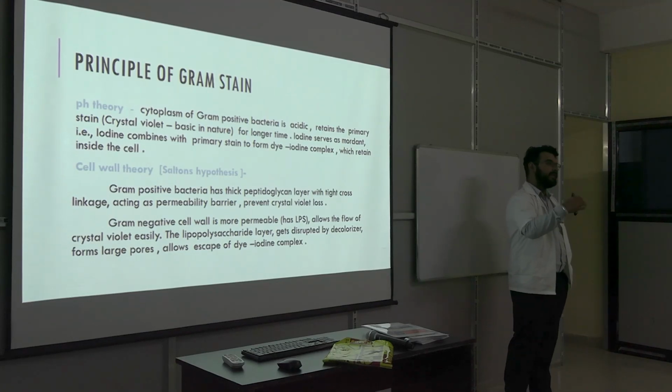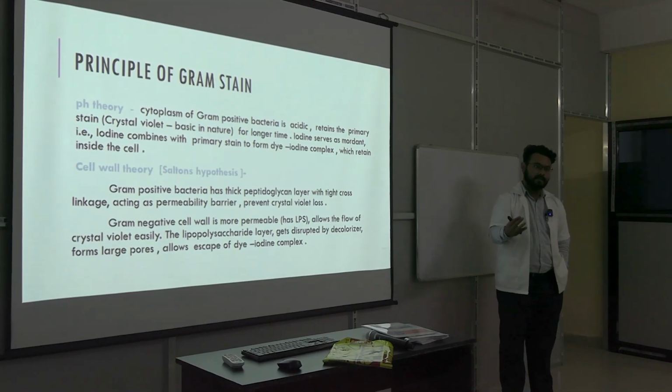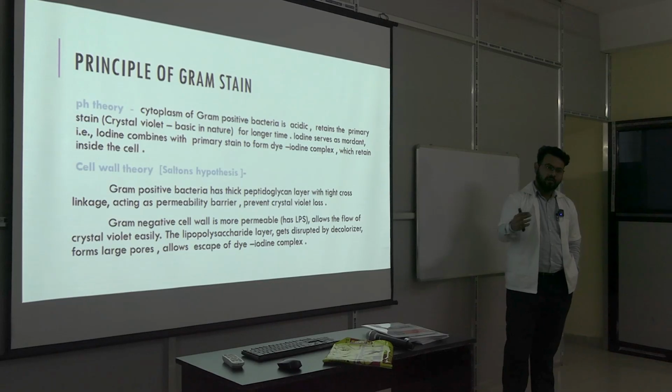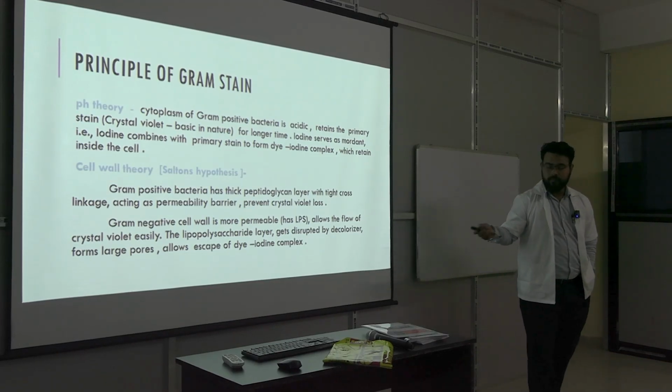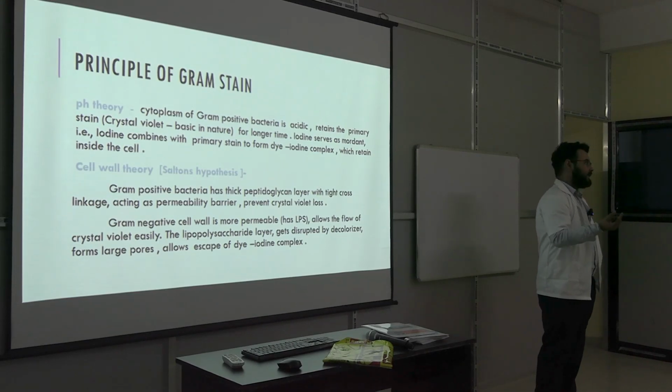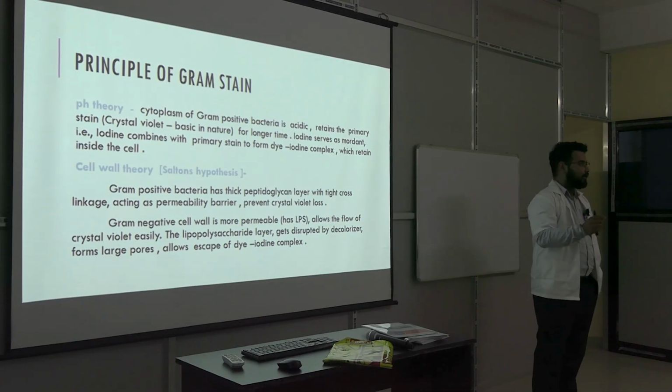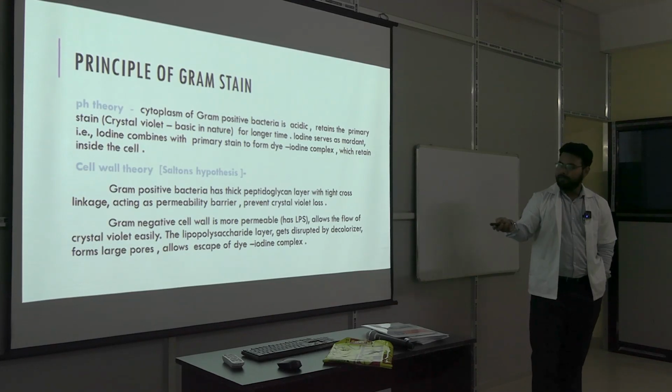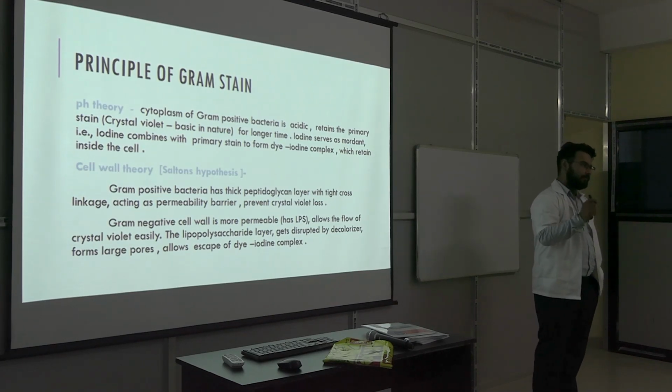For that reason, we need to use a counter stain or a secondary stain. In our case, we will use safranin. Safranin will enter the cell wall of the gram negative bacteria and will stain it pink. Crystal violet, in case of gram staining, will give you a purple color, not blue. In your copies, some of you have done gram staining with blue color. Do not do it with blue color, do it with purple. And safranin will give you a pink shade.